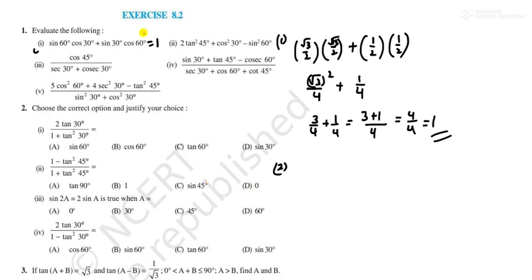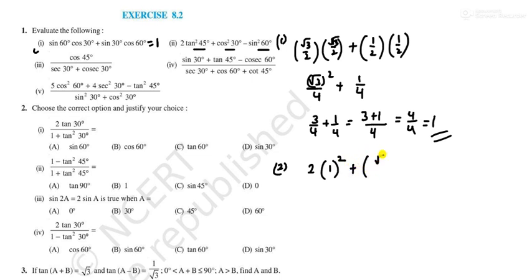So the question is 2 tan square 45 degree plus cos square 30 degree minus sine square 60 degree. So forget these squares and all. Just remember the values of tan 45 degree, cos 30 and sine 60. So how are you going to write? 2 into what is tan 45? 1. And they have written square. So 1 square plus cos 30 is how much?